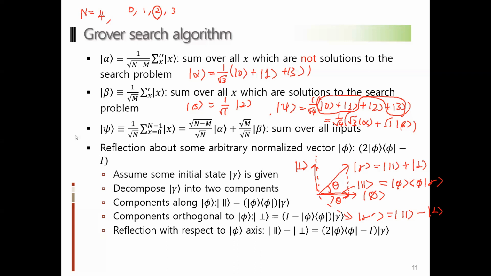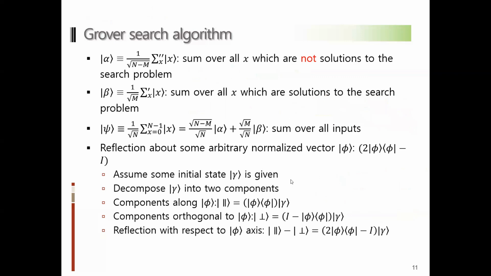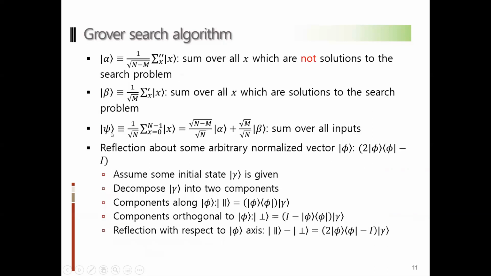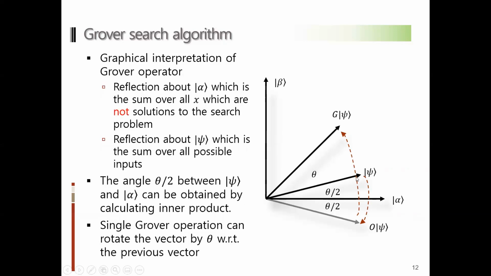So what we want to do in the Grover search is to use this idea. Again, remember that alpha is the vector composed of all the non-solutions, and beta is composed of only the solutions. And the situation is that our initial vector starts with the summation of all the indices, like here before, I had the psi, which is the summation of all the possible indices. And then our goal is to make this vector as close as possible to the beta vector, which is composed of only the solutions.